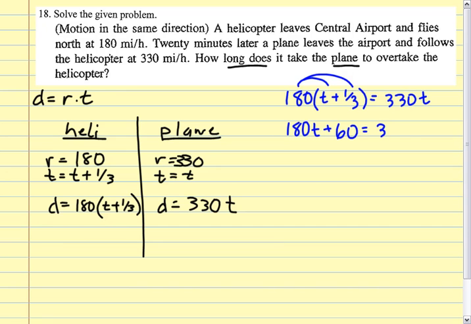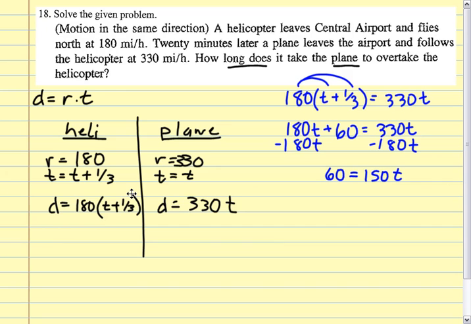Okay, 330t. Okay, now Parker, where do I go from here? Minus 60. No, I'm going to leave 60, Kyle. All right, Parker, what do you think? How about we subtract 180t? Let's get those variables together. Okay, and I'm going to get 60 is equal to 150t.